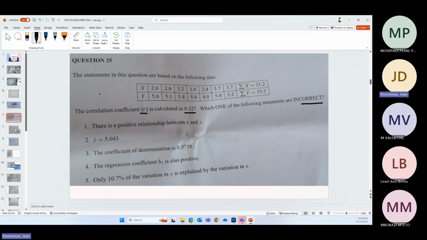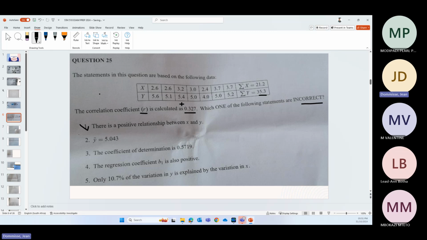Okay, so there is a positive relationship between X and Y. So that is true, because the sign in front of the correlation coefficient is positive, 0.327. So we know there's a positive relationship. This we can work out with that number. So this we don't need Excel for. You can use your calculator.